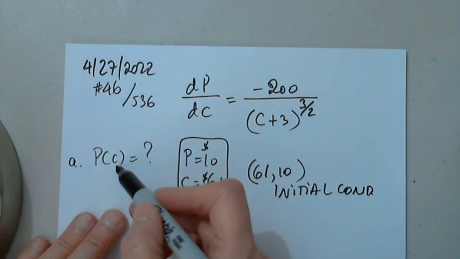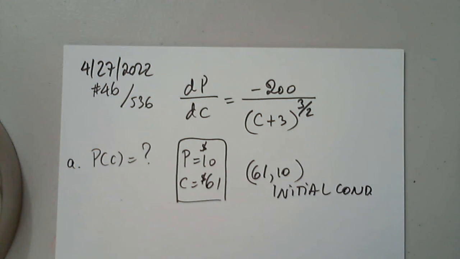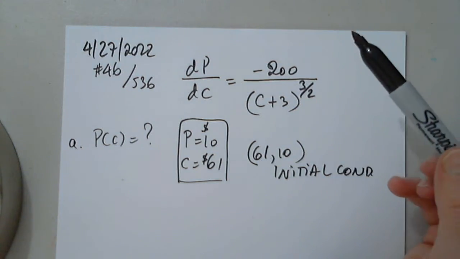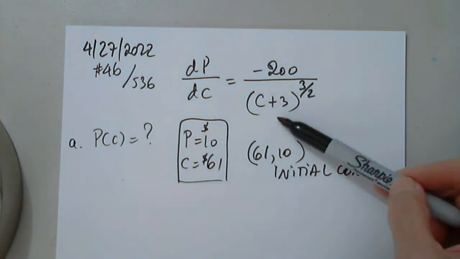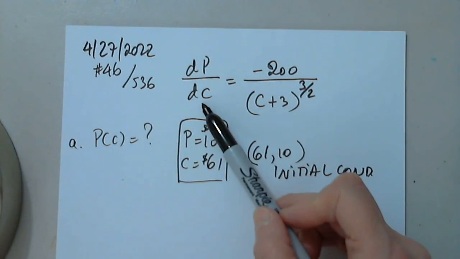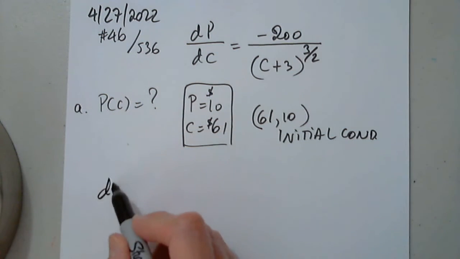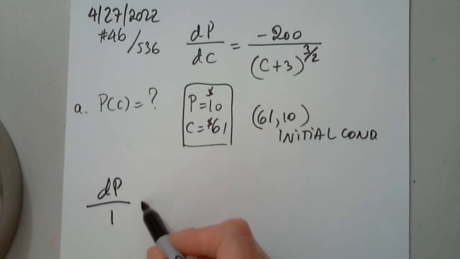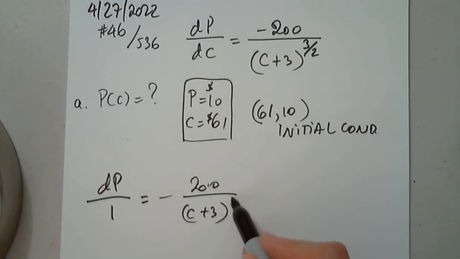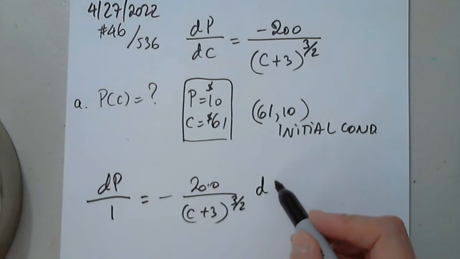Now be careful because this C does not mean the constant C. In this case, C is cost and P is profit. So keep that in mind. Okay, perfect. I look at this differential equation and I see that there is no P here. I don't have to cross multiply. I only have to multiply both sides by DC. So then I have dP equals negative 200 divided by C plus 3, everything to 3/2, times DC.